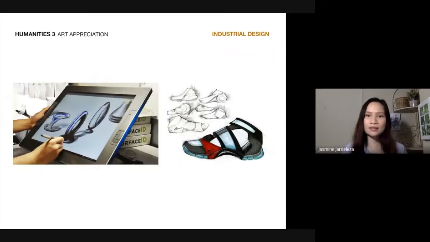So, what is industrial design? It refers to the design of objects for machine production. Examples are the aesthetics of our automobiles or household appliances, or also items that we wear. That would also include our footwear.